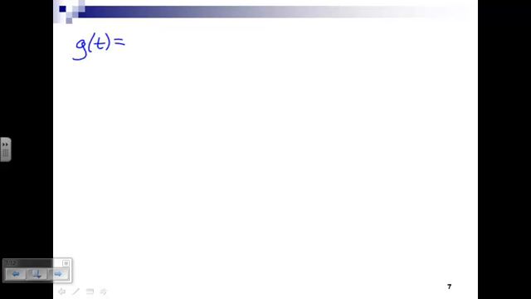Let's do g of t is equal to the tangent of 5 minus sine of 2t. Okay? You guys start with your partners.